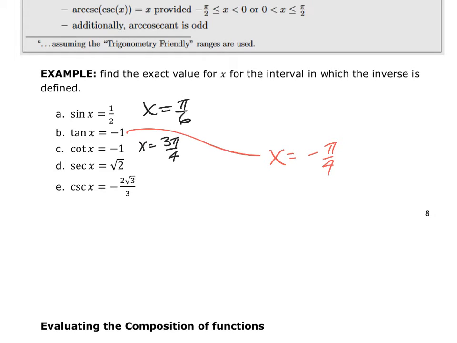Secant, where is secant inverse defined? It is the buddy of cosine. Where is that defined? Which quadrants? 1 and 2, so between 0 and pi. Which one gives me the square root of 2 in those two quadrants? A positive answer in those two quadrants. Pi over 4.